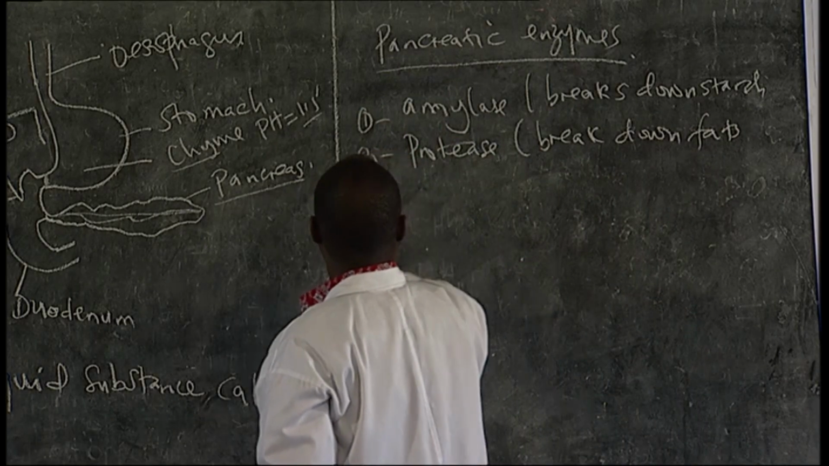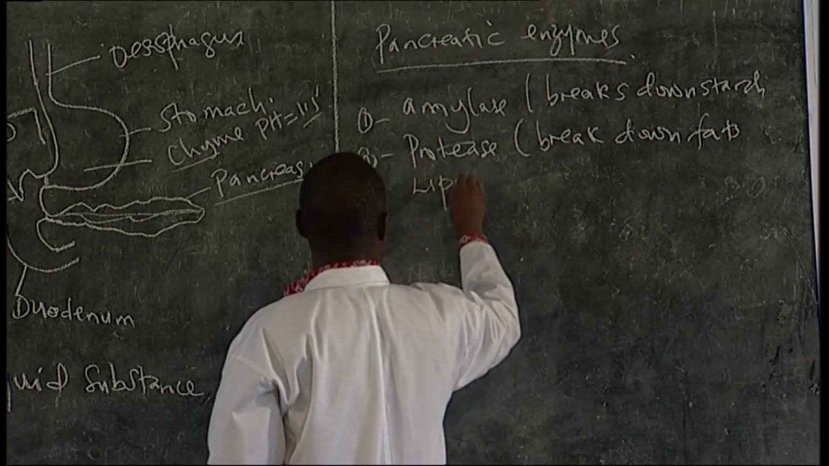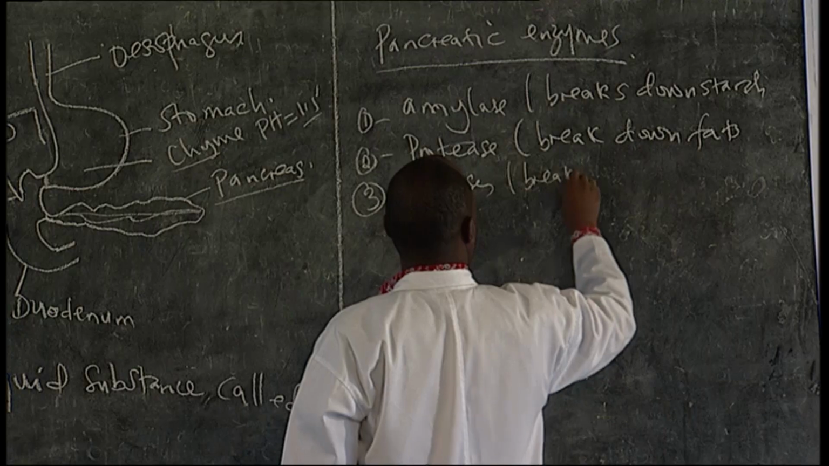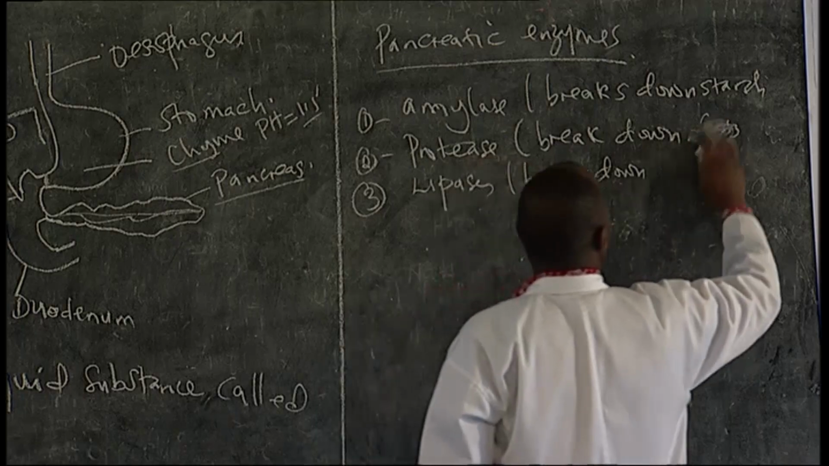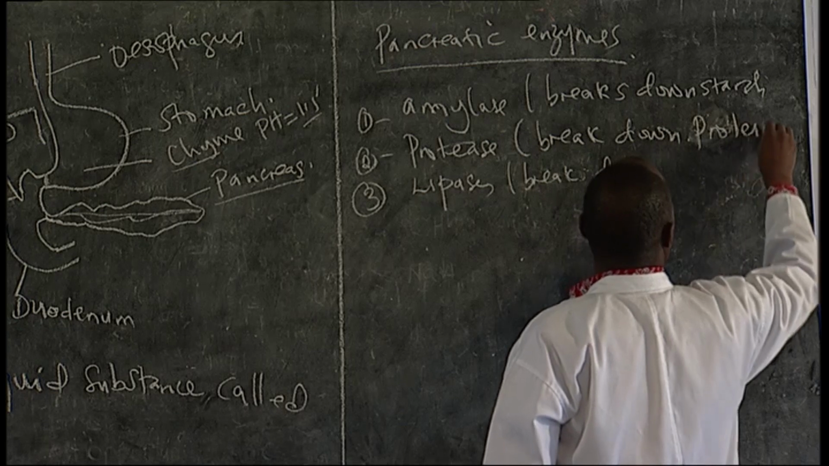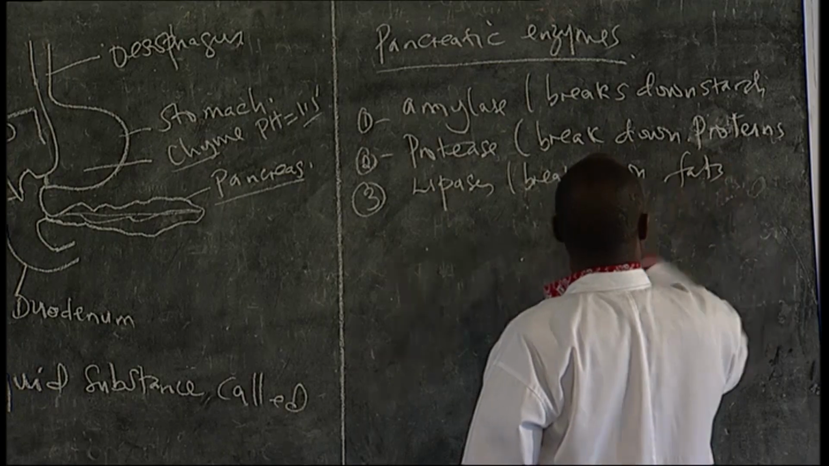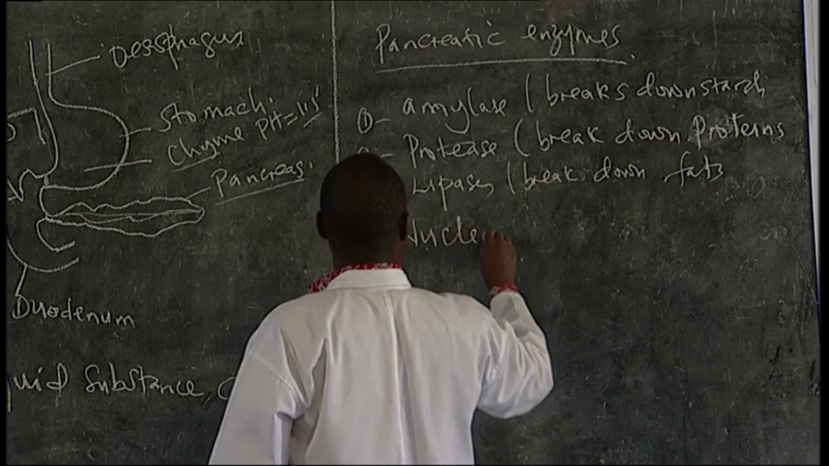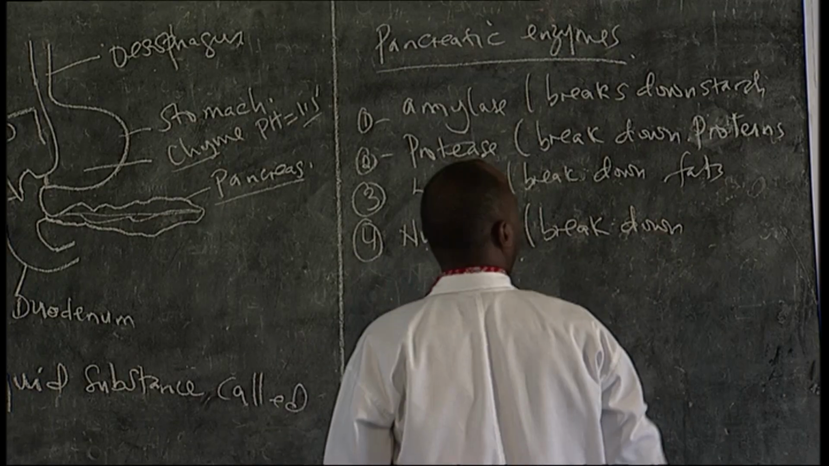This is number 2. We have number 3, an enzyme called lipase, which is also going to be released by the duodenum. Sorry, this protease breaks down proteins into peptides, and then the lipase breaks down fats. You also have another enzyme called nuclease, which breaks down nucleic acids.